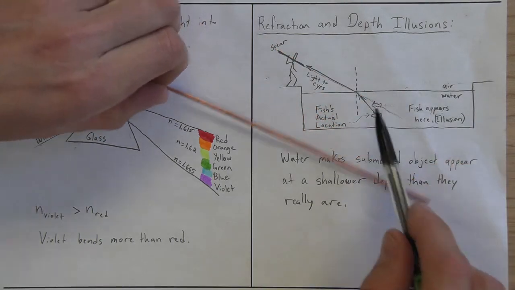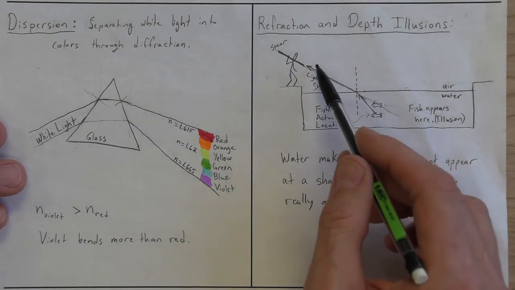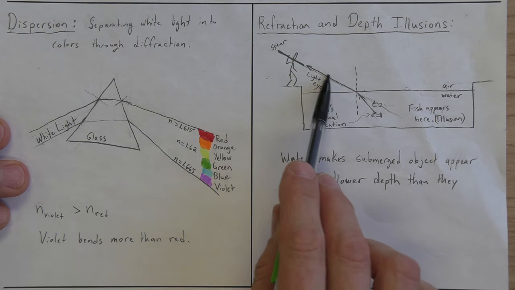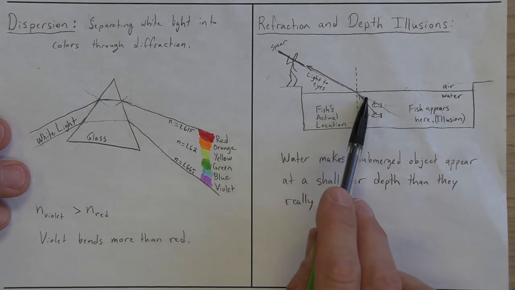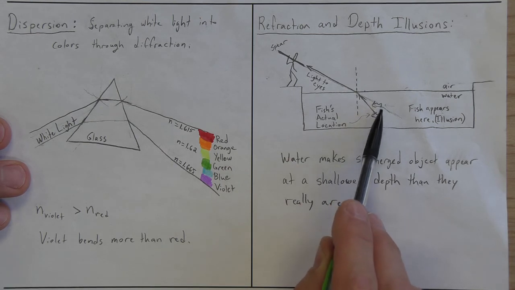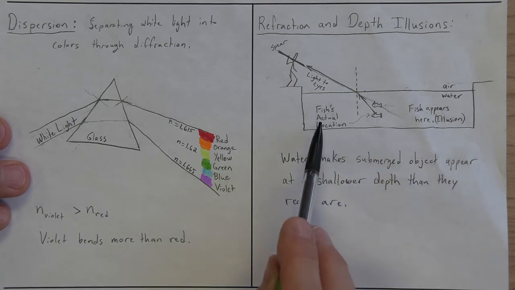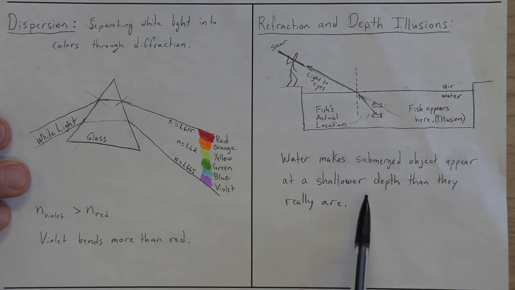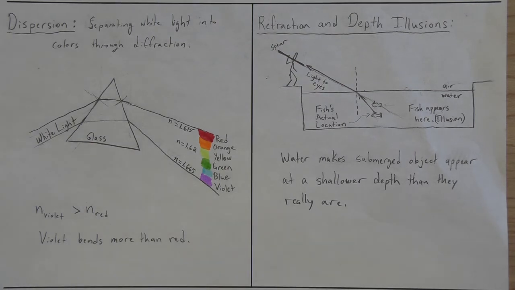And so that bending, your brain doesn't perceive that. You need to think about it, because your brain always assumes light travels along a straight line. So it doesn't detect this bend, so it thinks the fish is traveling straight. It thinks it's here, higher up than where it really was. So the fish appears here, it's an illusion. The fish's actual location is down here. So water makes submerged objects appear at a shallower depth than they really are. So go ahead and take a moment to copy this diagram down.